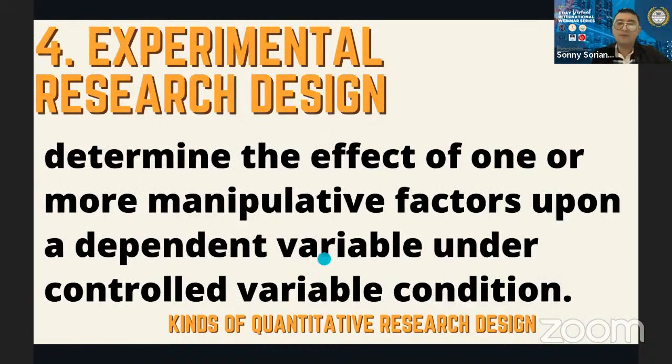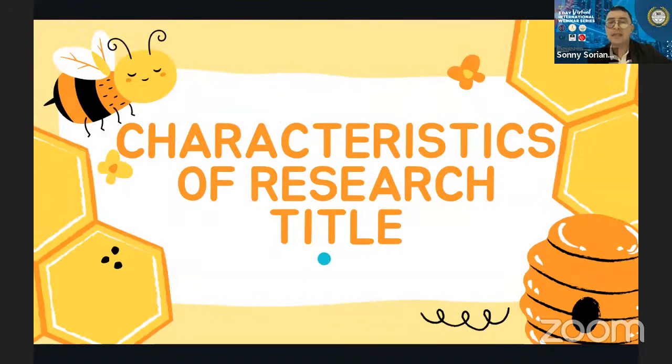Okay. And number four, experimental research design. How about this? We will determine the effect of one or more manipulated factors upon a dependent variable under a controlled variable condition. More on experiments, specifically for science subjects. This is very useful, one of the kinds of quantitative research design, which is the experimental research design.